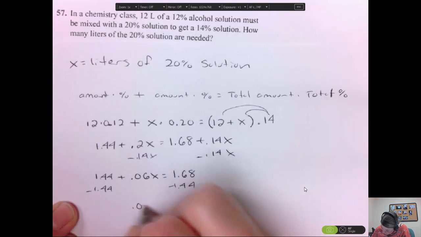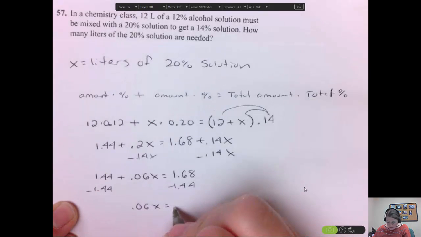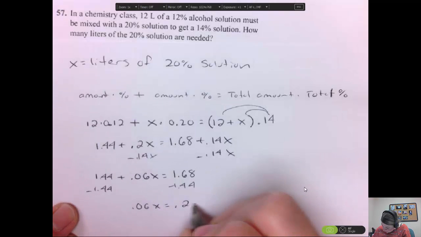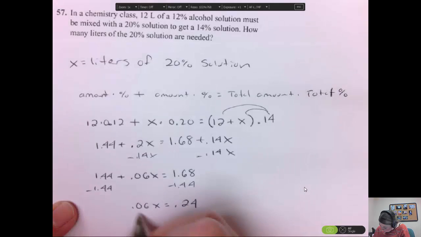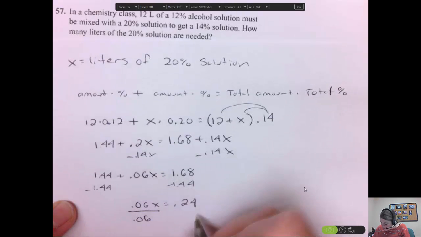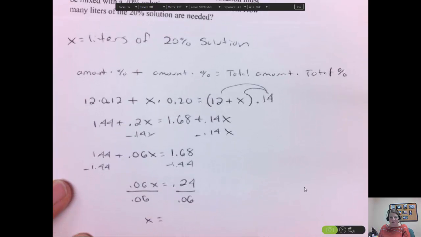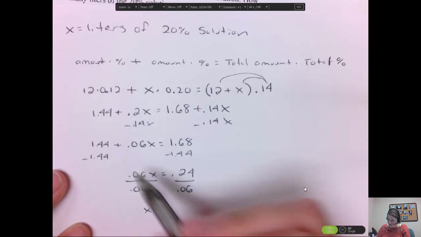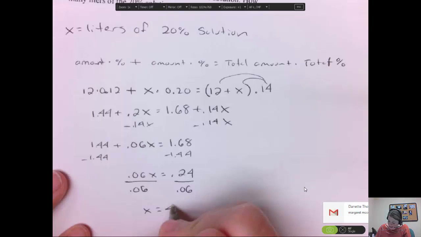So I have 0.06x equals 1.68 minus 1.44, which is 0.24. Then I divide by the 0.06. I keep messing up what I'm saying. If I'm writing something different than what I'm saying, goodness gracious. So I divide, and I would get 4 as my answer.